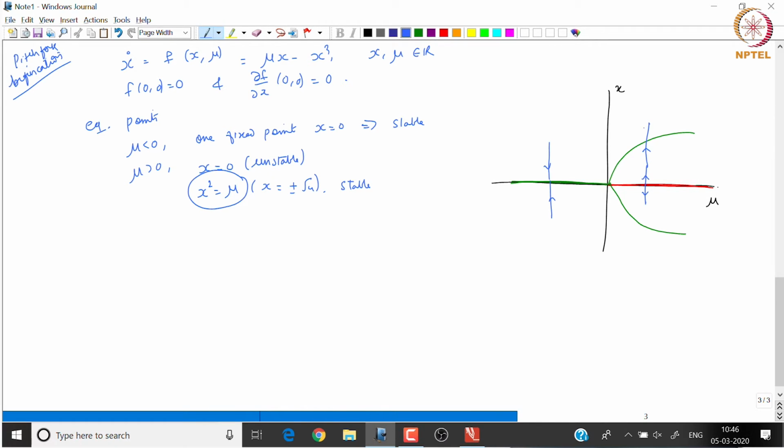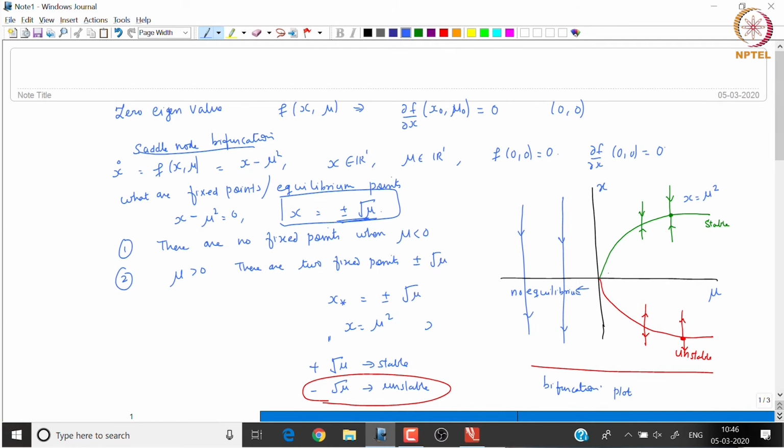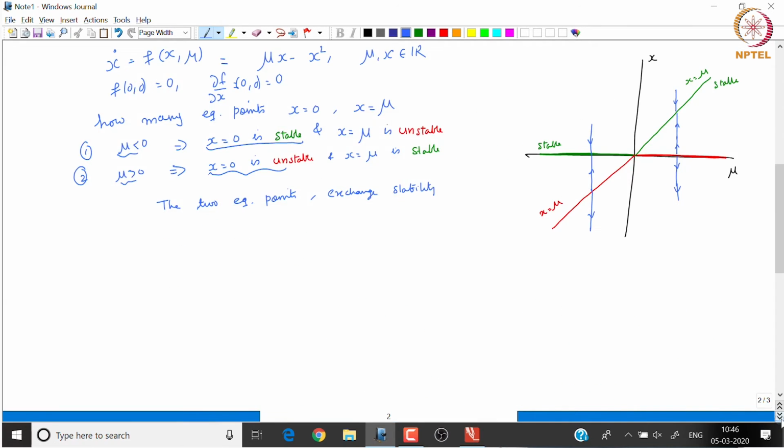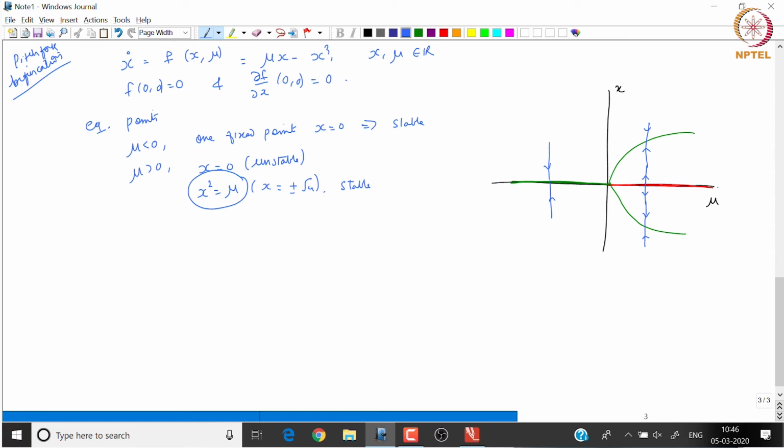So this will converge here, this and this. A little contrast to what happened in the first case. In the region x greater than 0, we had stable equilibrium points, and x less than 0, we had unstable equilibrium points. Whereas here, on both regions I have stable equilibrium points. So this is how we can look at pitchfork bifurcation.